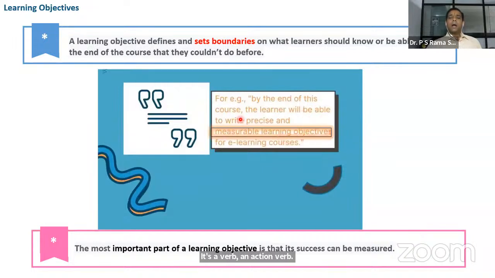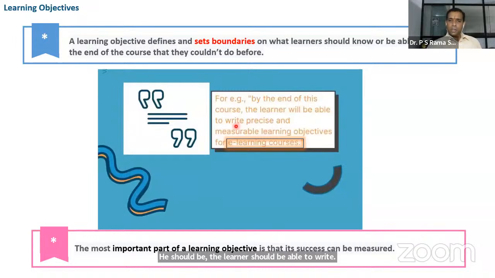Measurable learning objectives. Second thing we told, it should be measurable. And third one, it should be the specific area of applicability for e-learning courses. The learner should be able to write measurable learning objectives. So this is an action verb. This is a measurable quantity. And then for what area?